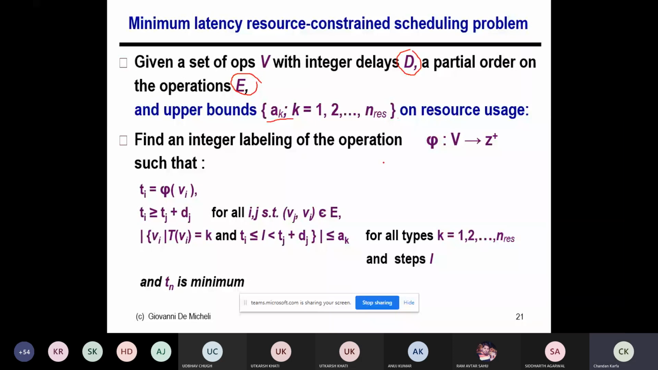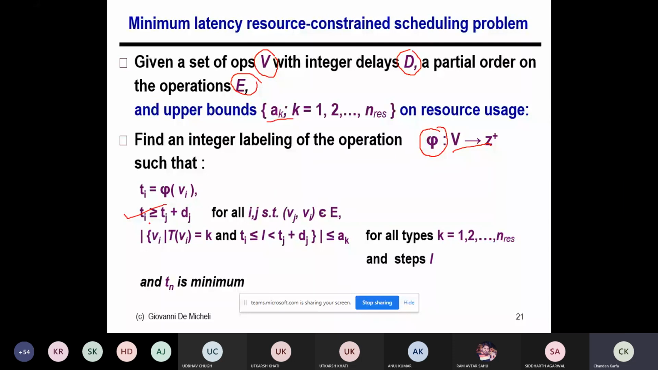And what is the scheduling problem that we have decided? We try to map each such node to a timestamp, right? So I try to assign an integer value to each such node. So scheduling is a function phi, which basically assigns each node an integer value, such that it satisfies the timing constraint, or the dependency constraint.